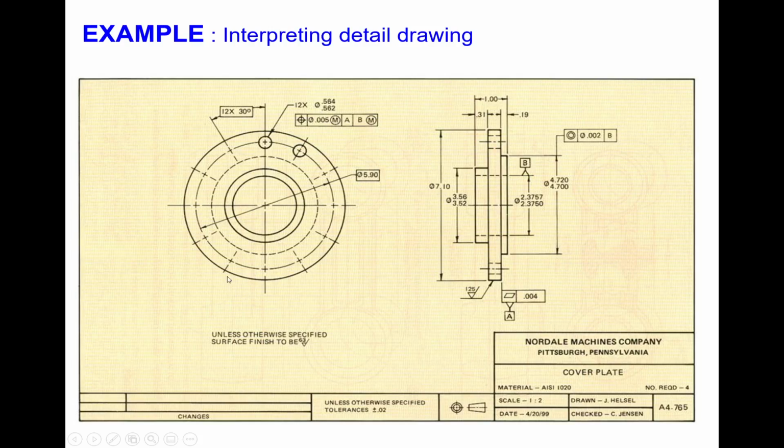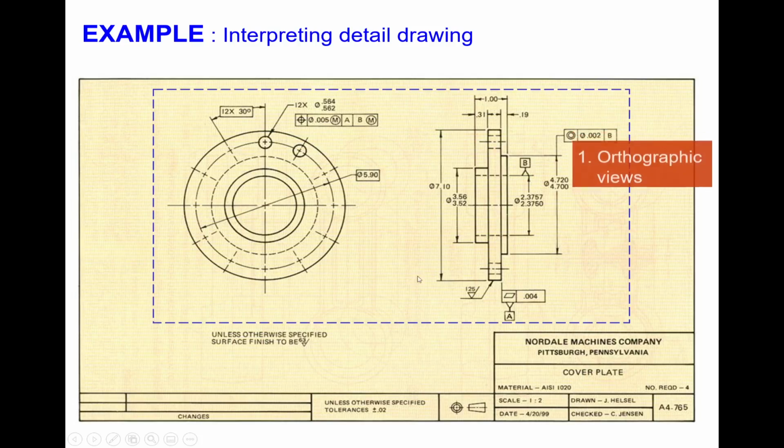Okay, so it has a top view and a side view of this part. Okay, the part's name is cover plate. Okay, so it shows the dimensions, the diameter, how many, for example here there is a hole, 12 times. Okay, this one is the tolerance. Okay, we won't get into details on tolerance, but I just want you to know what tolerance means.